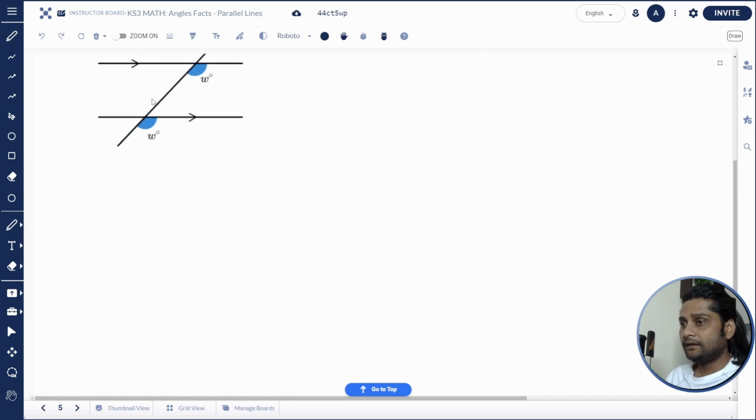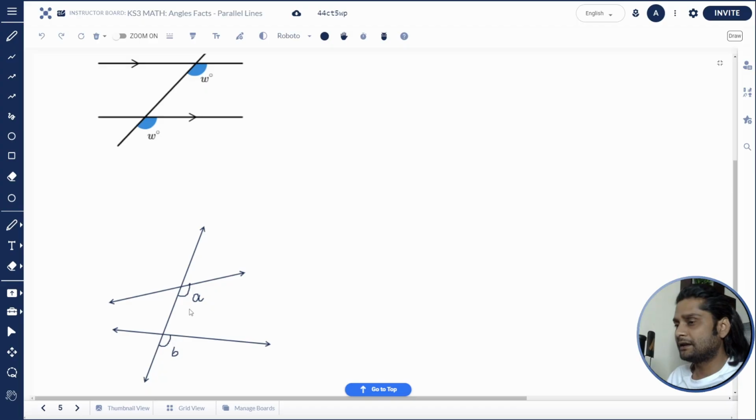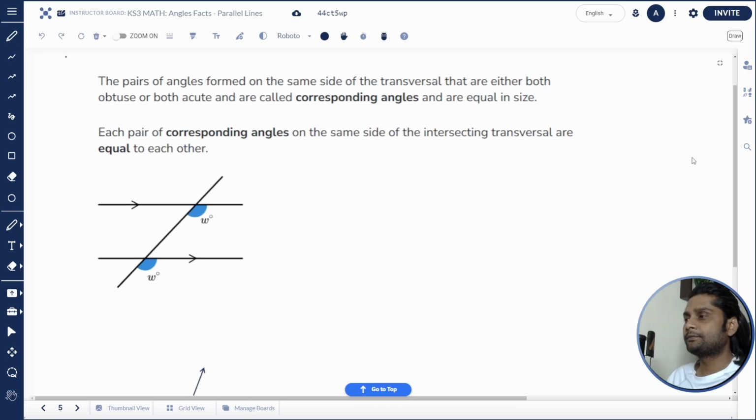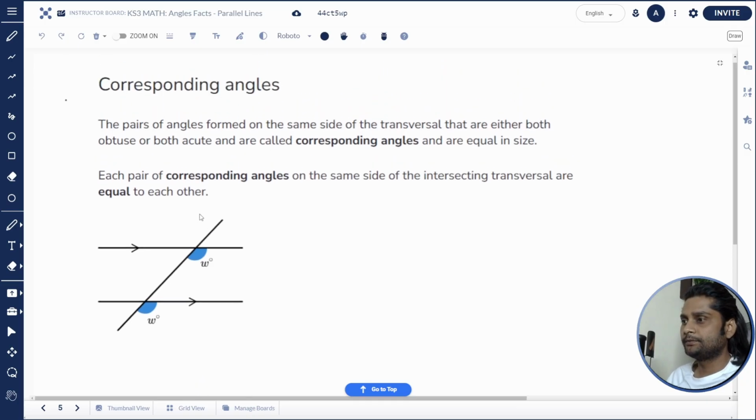But again, if the lines are non-parallel, and the angles are formed in the same way so that they lie in the same direction, say this angle and this angle, they are still called corresponding angles. But definitely if this angle is A, that could be B. They are not equal in that case. Why? Because the lines are non-parallel this time. On the other hand, if the lines are parallel, the corresponding angles are equal. They are formed on the same side of the intersecting transversal.